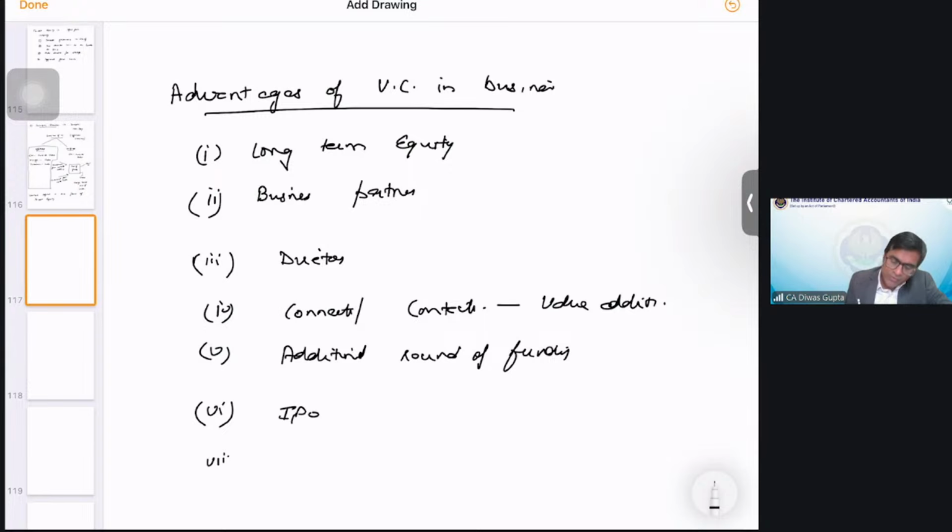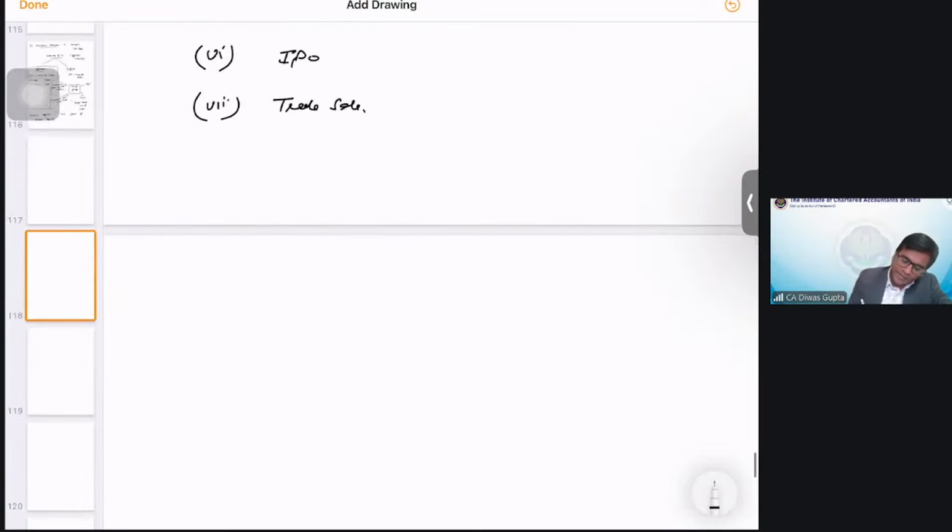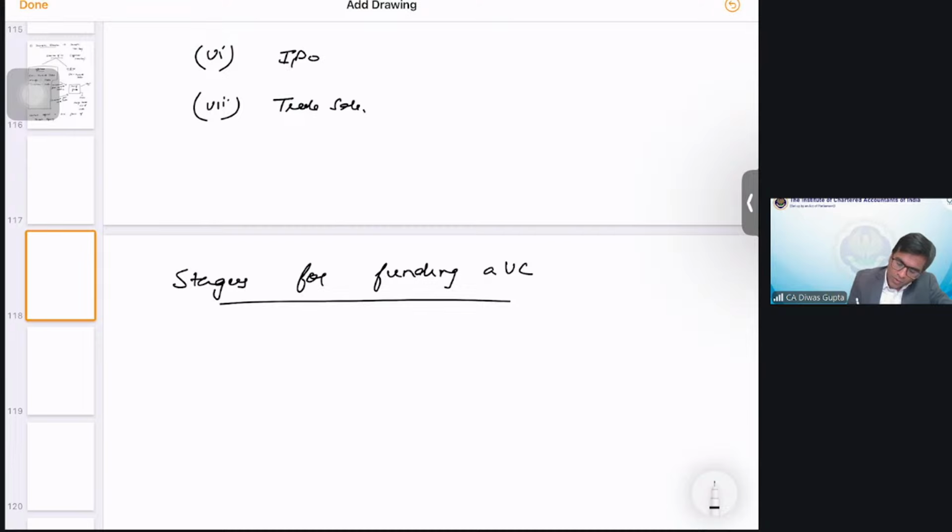Because they have done it in the past for other companies, right? And they can also facilitate a trade sale. Okay, that means sale of the business or sale of their stake. Now there are different stages of funding for VCs. Stages for funding a VC. The first one is called seed money.